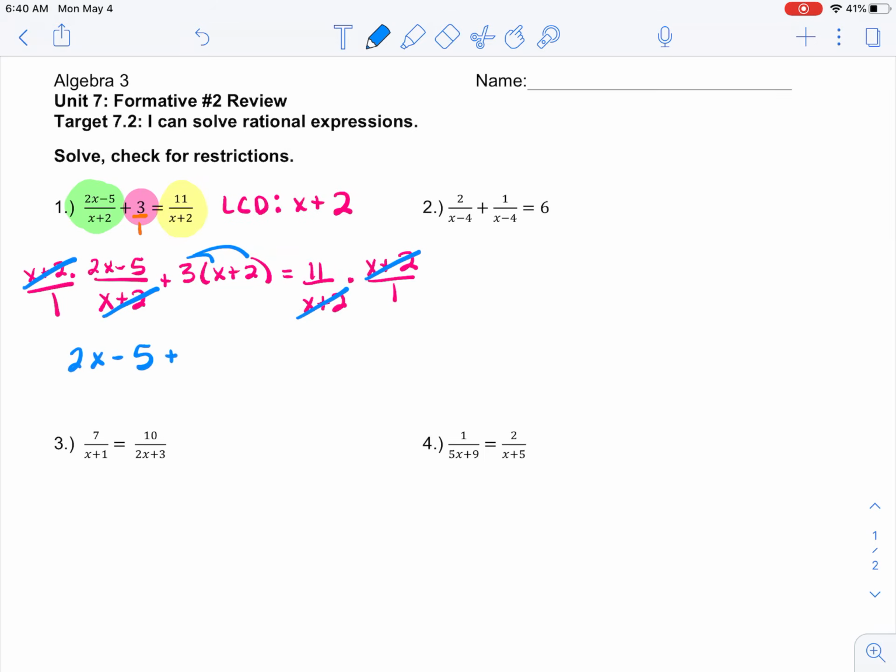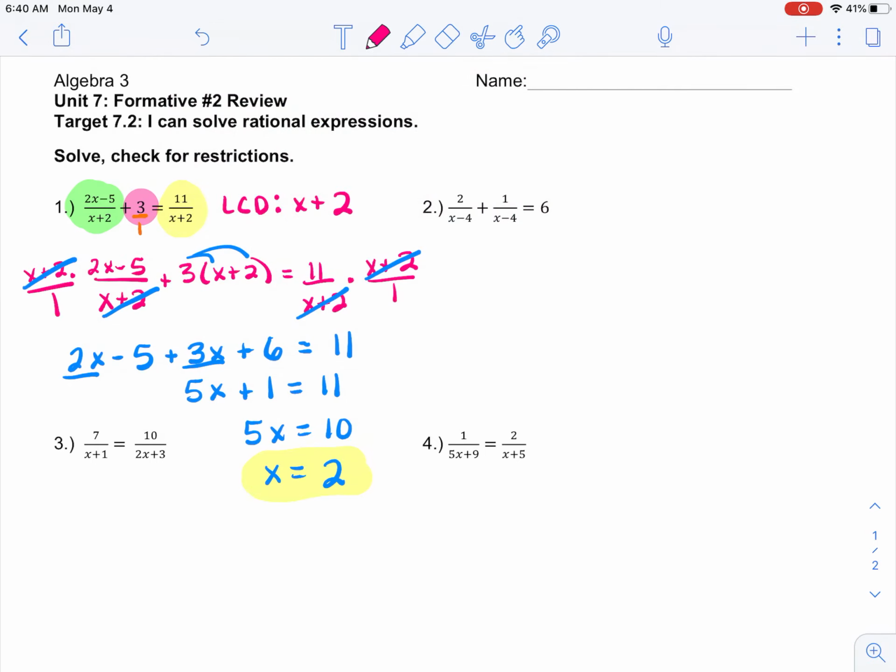So for the second term, we're just going to go ahead and distribute that 3. We get 3x plus 6. And then over here, we have an 11. So now we're going to put like terms together on the left side. We have 5x plus 1 equals 11. And then we can subtract 1 and divide by 5, and we get x equals 2. So it's kind of a lot of work, but you basically just look at the denominator, and you're going to multiply each term by that denominator.